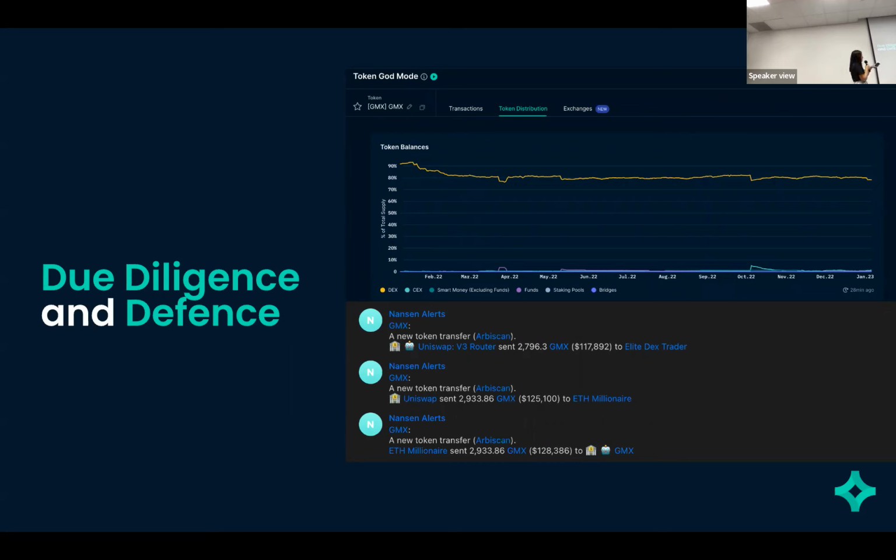Below we have our smart alert. I set the parameters to any transaction involving GMX. You can see here Uniswap sent an amount of GMX to a DEX trader, which means they are buying GMX. And the one below shows them sending tokens to the GMX contract address, which could mean they are staking or putting funds into GLP. So that could be bullish, given that people are putting their funds into the protocol. Next slide.